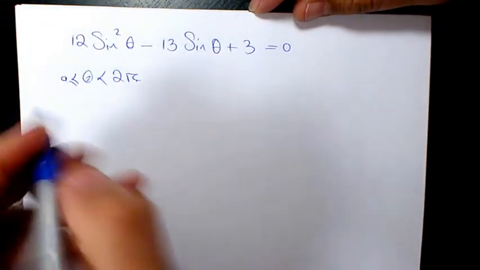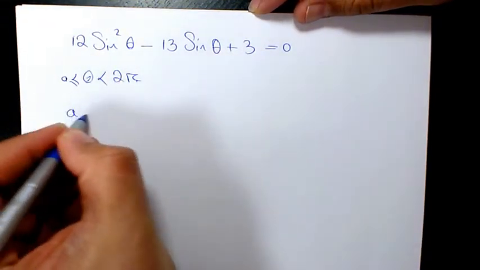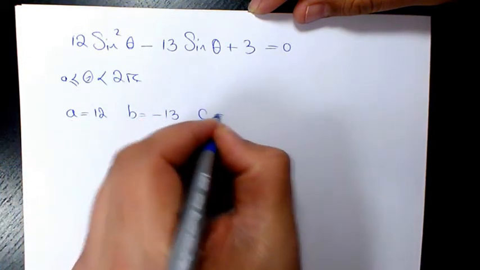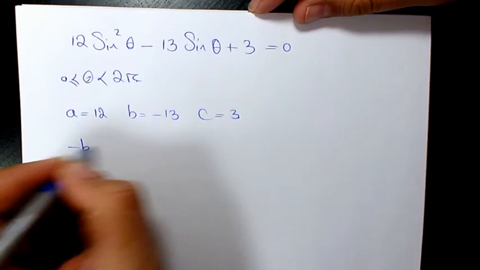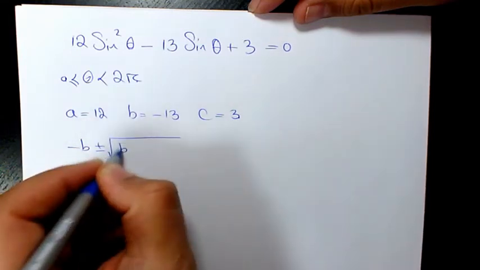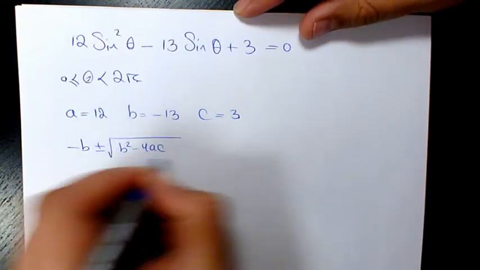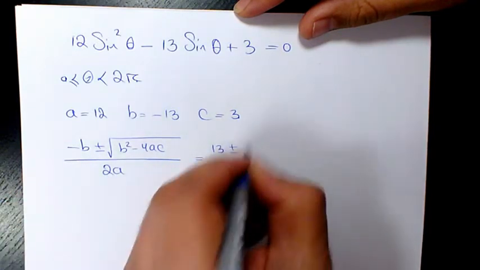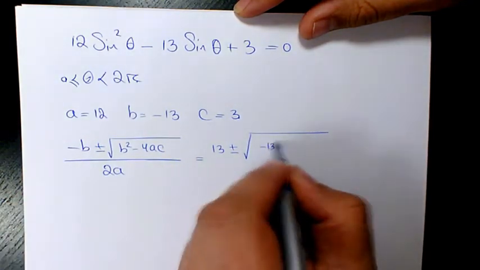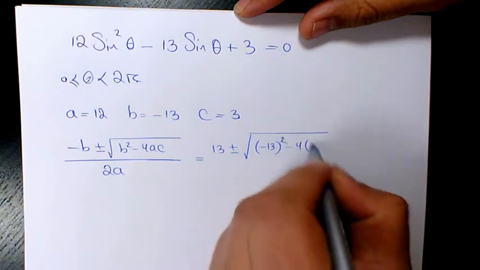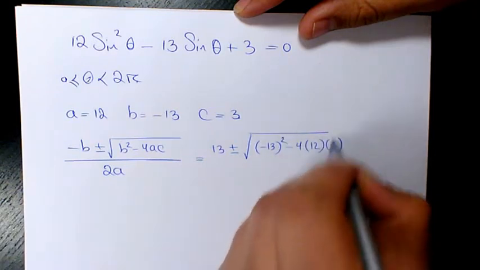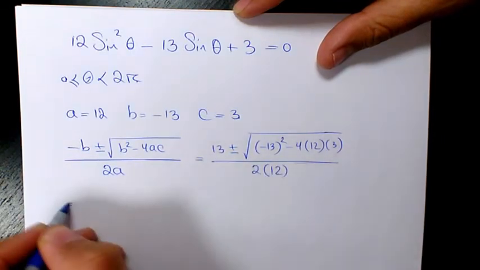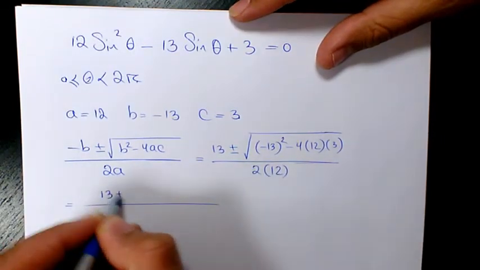That's a quadratic equation. We have a equals 12, b equals negative 13, and c equals 3. So I use the quadratic formula. That's going to be 13 plus or minus the square root of negative 13 to the power of 2 minus 4 times 12 times 3, divided by 2 times 12.